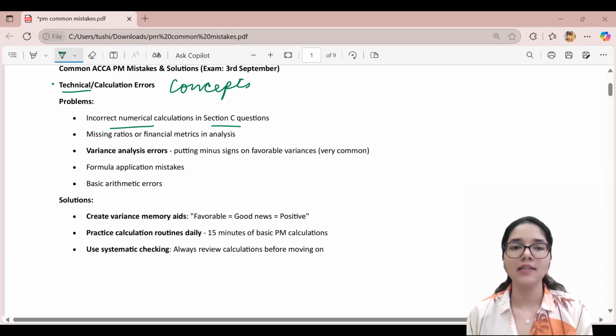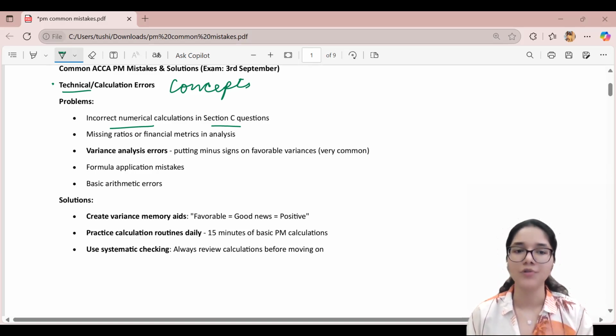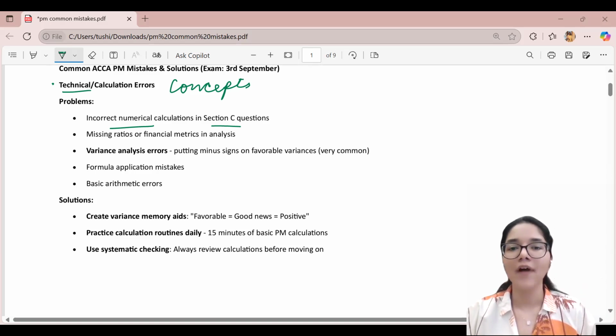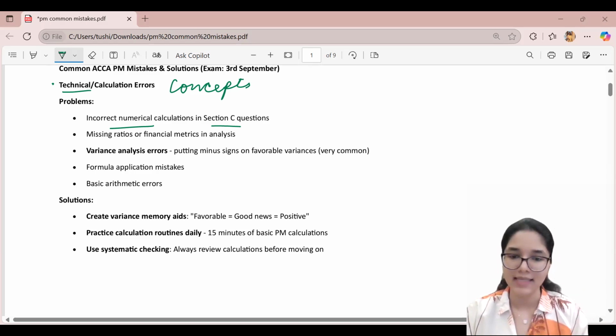So, the very first thing that you should be doing is, wherever you've gone wrong numerically, identify: is it because of making a silly mistake? Is it because of a small technicality? Or is it because the concept is not clear to you? So the first problem is this, that numericals are incorrect because of the concepts. So if it is the concept, then you go back, you revisit that specific concept again to find out that this was the gap, and you fill in those gaps before your exam.